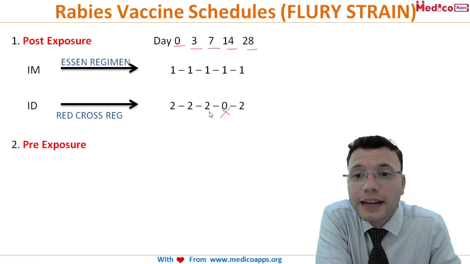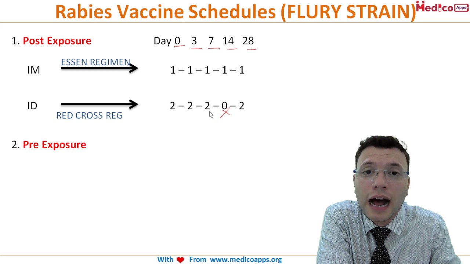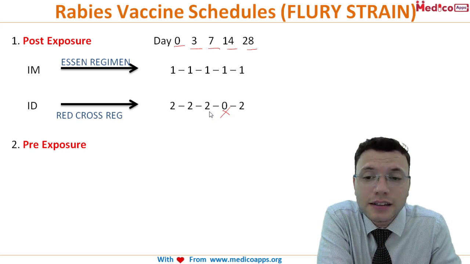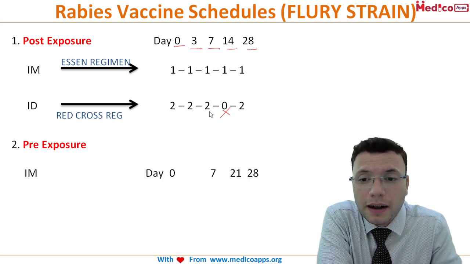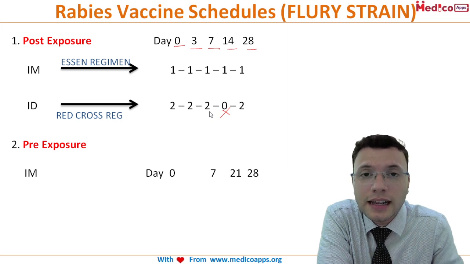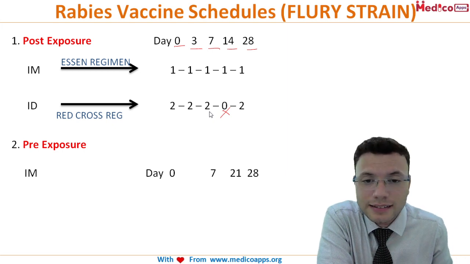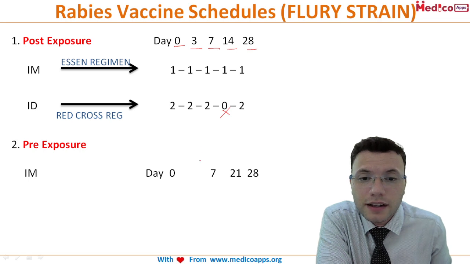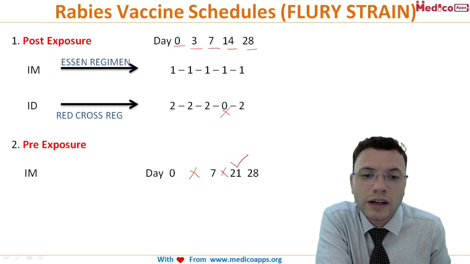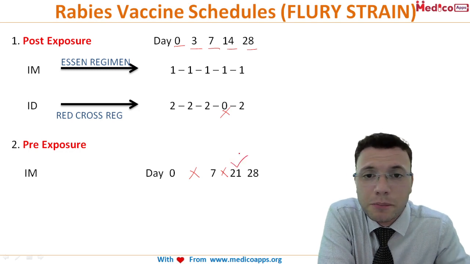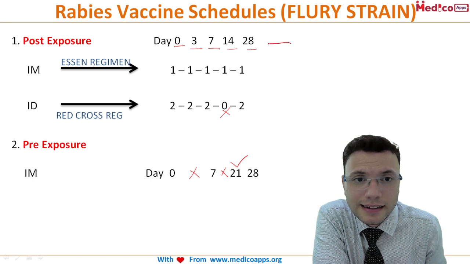Then we have pre-exposure, that is for people who are at high risk, working with animals. For them, before the dog bite or any animal bite, they are given this vaccine as day 0. There's nothing on day 3 and day 14. We have a new one, that is day 21. Okay, remember the first days.